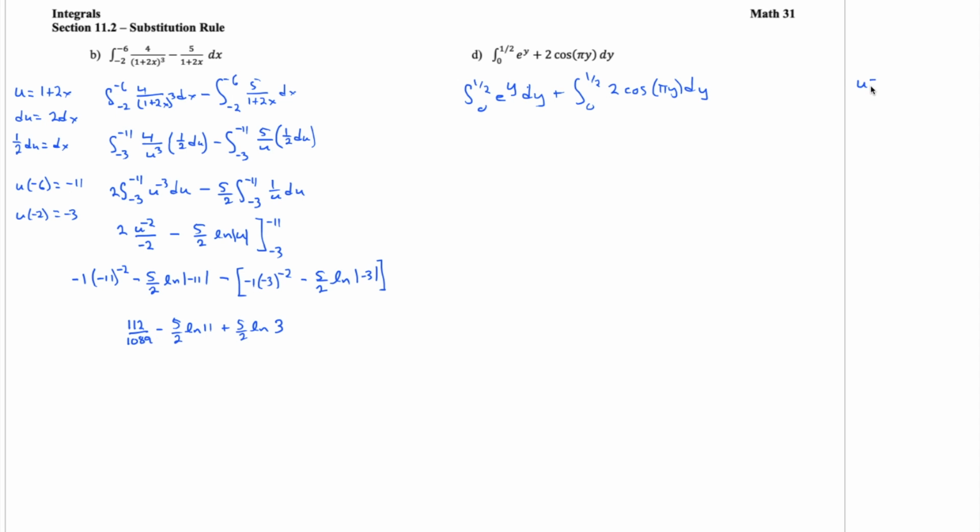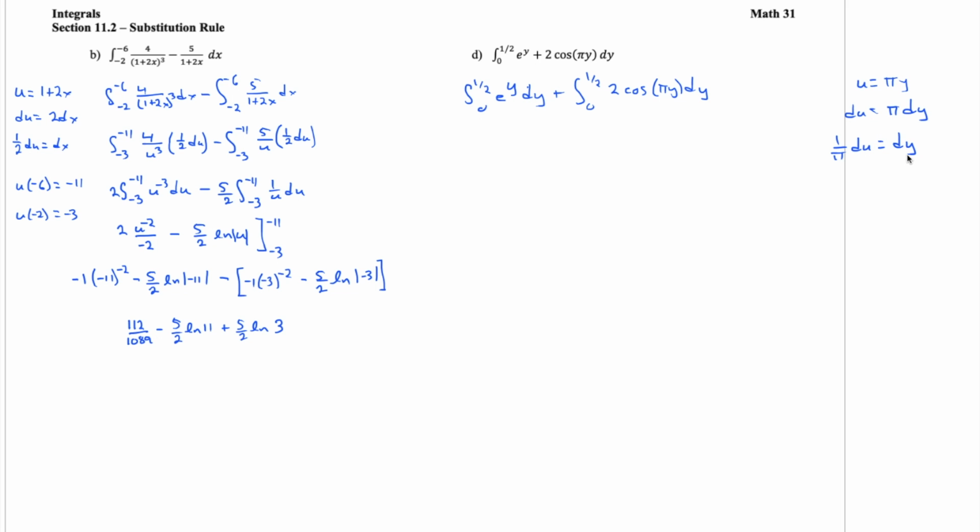Now my u substitution here is just going to be this term in the brackets, again from the cosine, and so it's going to be pi times y. So if I do my derivative here, the pi is just a constant multiplier, and so I'll get pi dy. I'm really just trying to solve for this dy, and so I'll get 1 over pi du is equal now to dy.